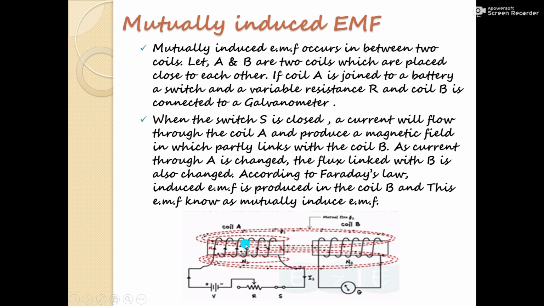When the switch S is closed in the first diagram, the current will start flowing through the coil and that will produce a magnetic field which is shown in the diagram by red colored dotted lines. They are partly linked with the coil B as well. As the current through the coil A is changed, the flux linked with the coil B also changed and according to Faraday law of electromagnetic induction, the EMF is produced in the coil B as well and this is what is known as mutually induced EMF.